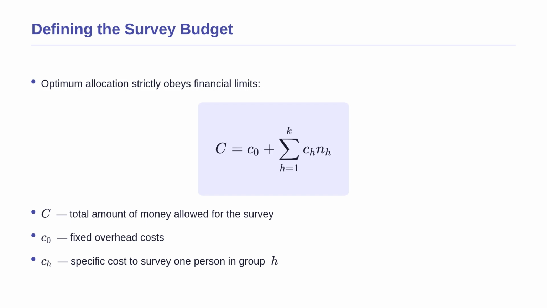Finally, we multiply this by the number of people we sample from that group and sum it up across all groups. If we increase the sample size for an expensive group, our total cost will shoot up very quickly.